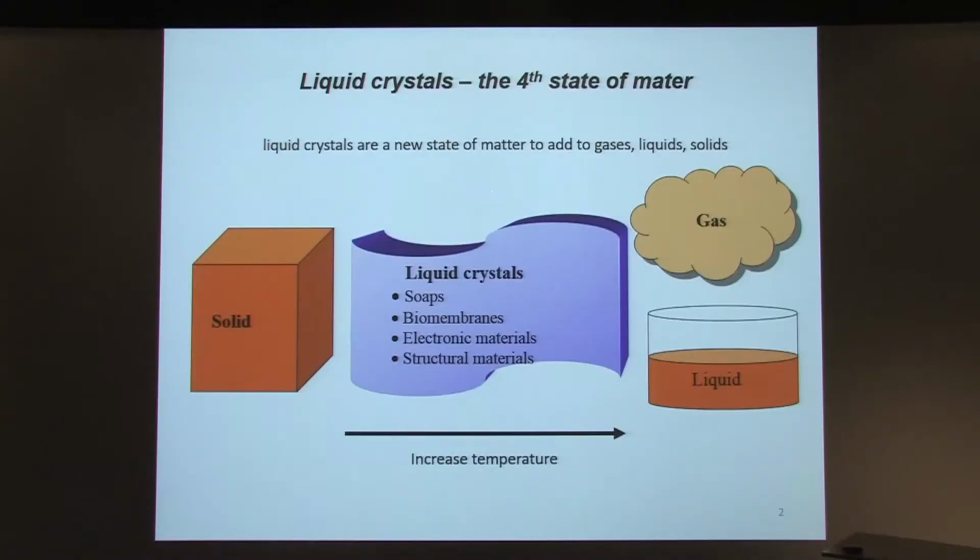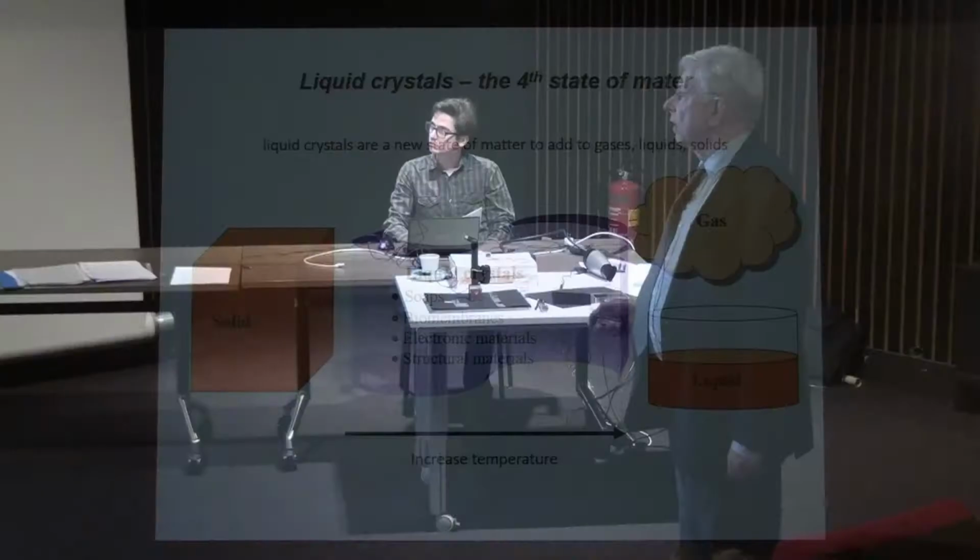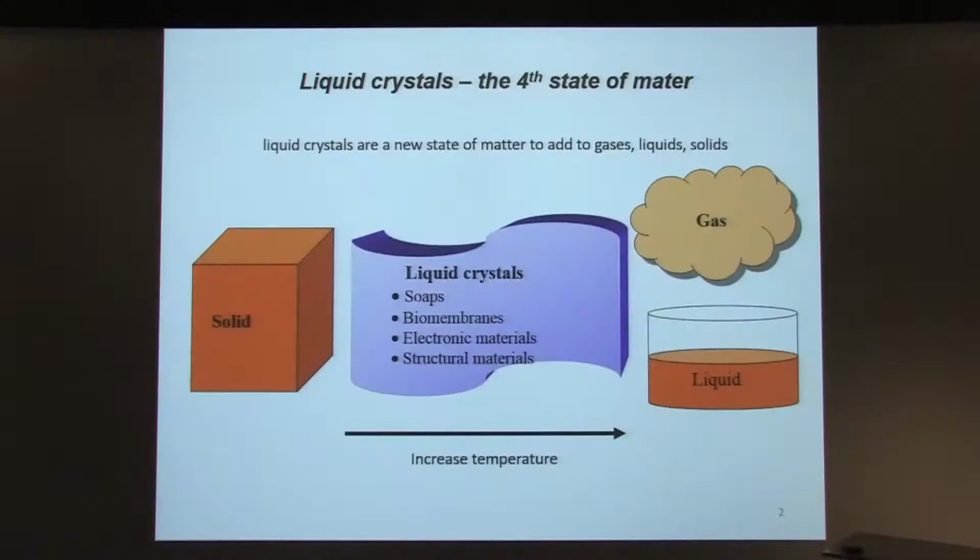These are accessed in terms of molecular systems, at least, by changing the temperature. But as was explained in the previous talk, you can also access these different phases in colloidal systems by changing the concentration. So it's another way of doing it. So liquid crystals are an intermediate state between the solid and the liquid phases, and they can be accessed by melting appropriate solids, and at a certain temperature they will turn into a liquid crystal and then a liquid. And you can see some of the types of liquid crystals that exist: soaps, biomembranes, electronic materials and structural materials. And I'll be talking about some of those. Well, to start off with, I thought I would actually try and demonstrate this phase transition with a sample that I've got. And if all goes well, we can do this.